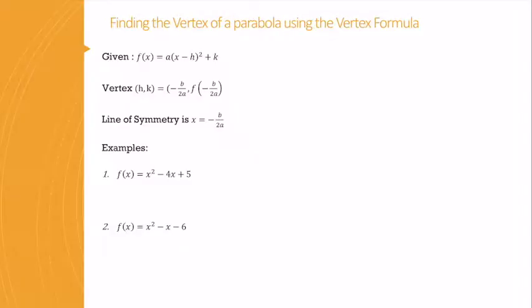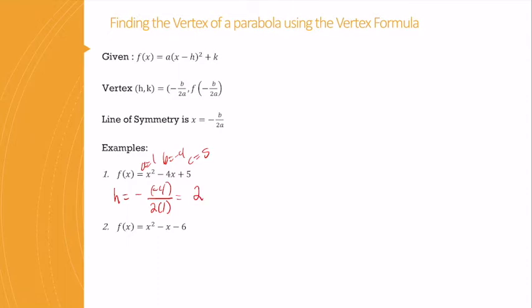Now we're going to work through a couple of examples where we find the vertex of a parabola using our vertex formula, right? Because nobody wants to have to complete the square all the time. So the first thing we do is identify our A, B, C's. Here I have that h is negative b over 2 times a, so I get a positive 2.